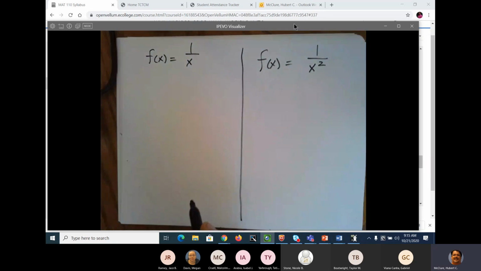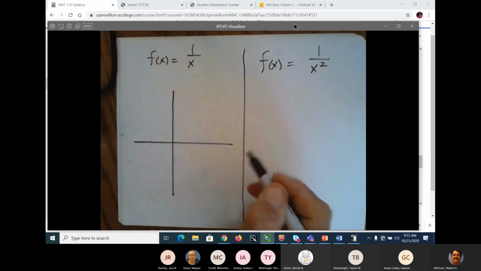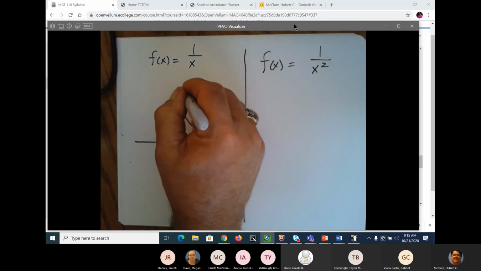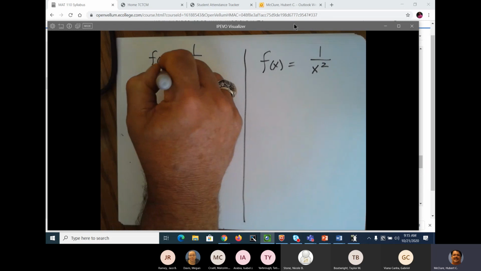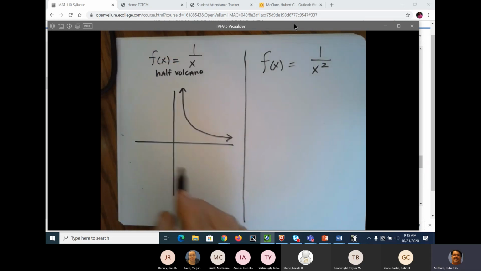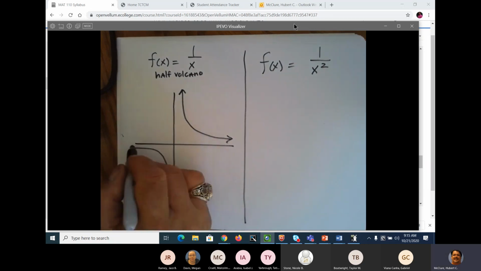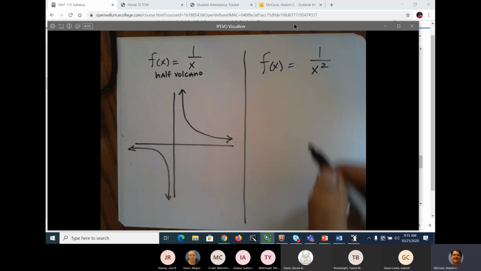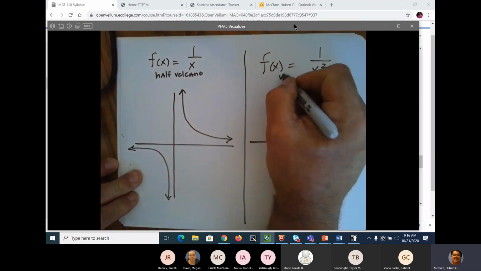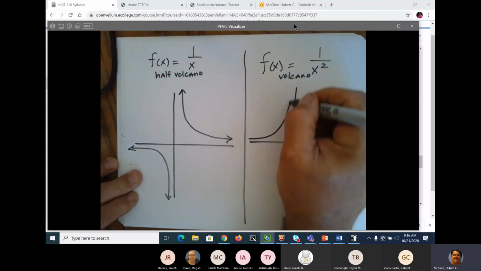Now, these are the two parent graphs. The 1 over x looks like this. I call it a half volcano. And then, of course, the other half is down here. Whereas the x squared is the volcano. It looks like a volcano.